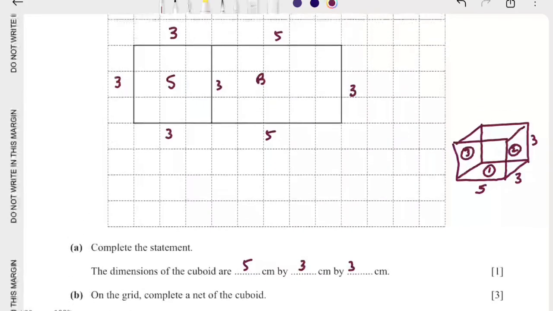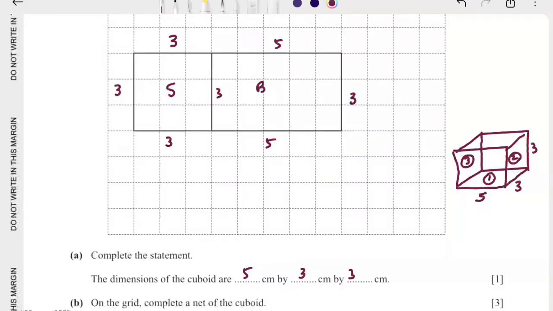So let us draw it. It will be 1 2 and 3, 1 2 and 3. Let me draw again. 1 2 and 3 and 1 2 and 3. In this cuboid there are two squares and four rectangles.